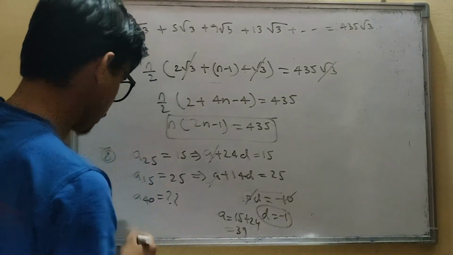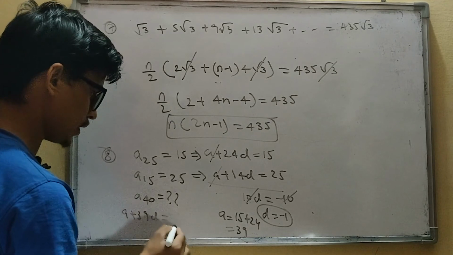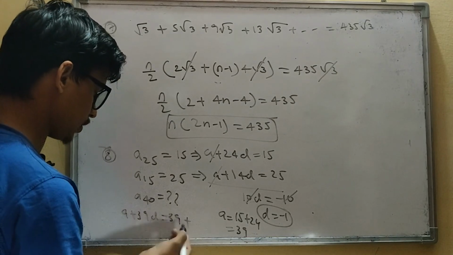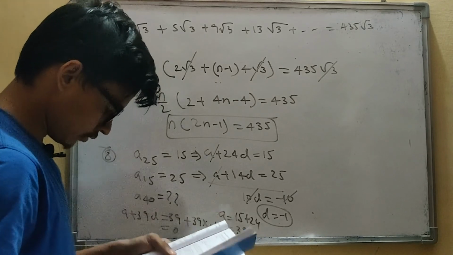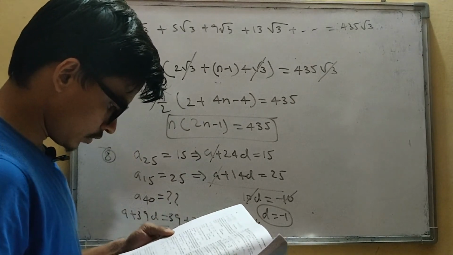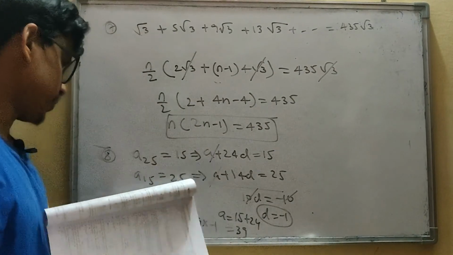So A is this. So what is A40? A40 is A plus 39D. And what is A? It is 39. And what is 39D? 39 into minus 1. So it will become 0. So the answer should be 0. Yes, right? So this is how you can do it.